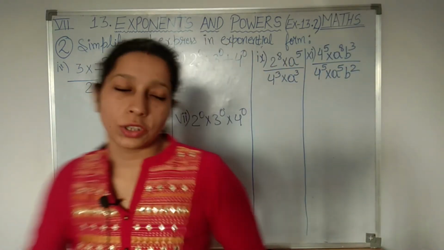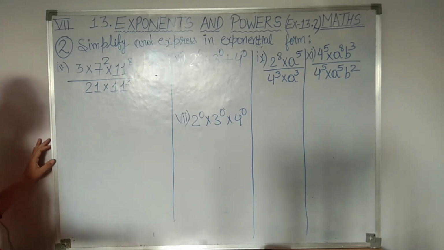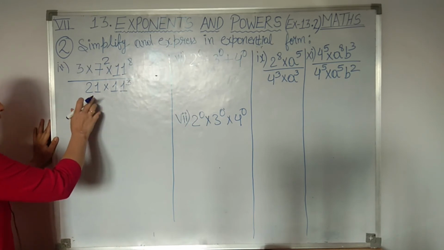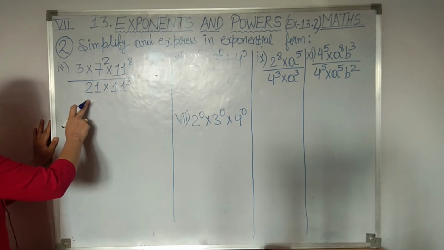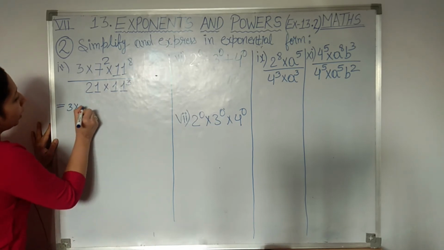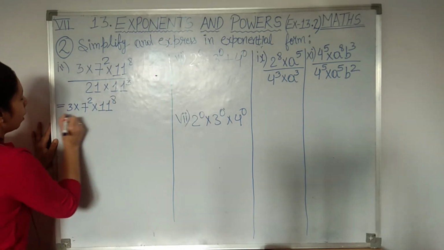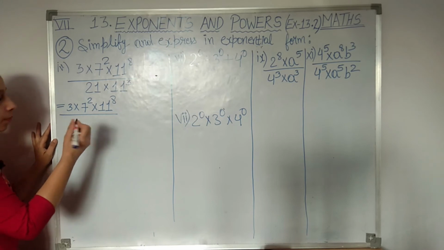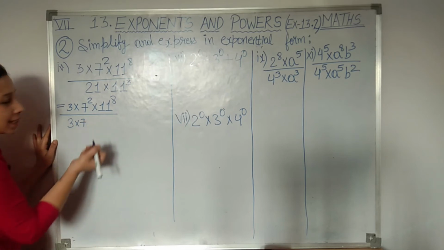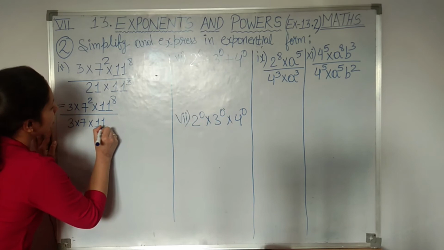Now students, question number 2, fourth point we are going to see. So again you can see here that 21 is not a prime number, so we have to write it in exponential form taking its factors. So my first step will be 3 into 7 square into 11 raised to the power 8 upon 21, which can be written as, if you take the factors of 21, what are you going to get? You will get 3 into 7, isn't it? So like this only we have to write, into 11 raised to the power 3.